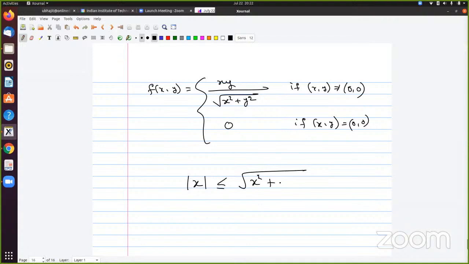Is this statement true? Is this statement true?